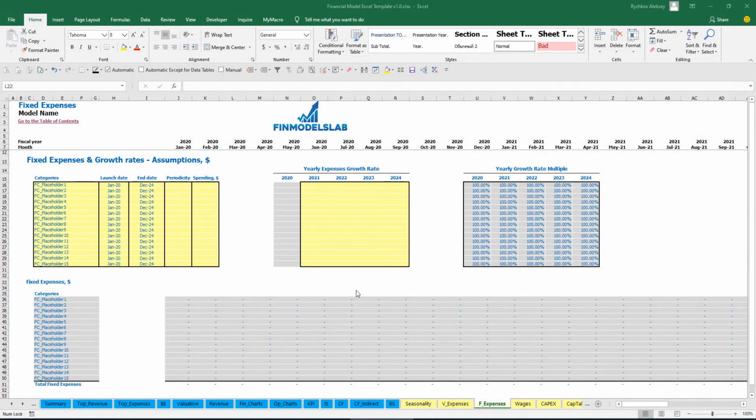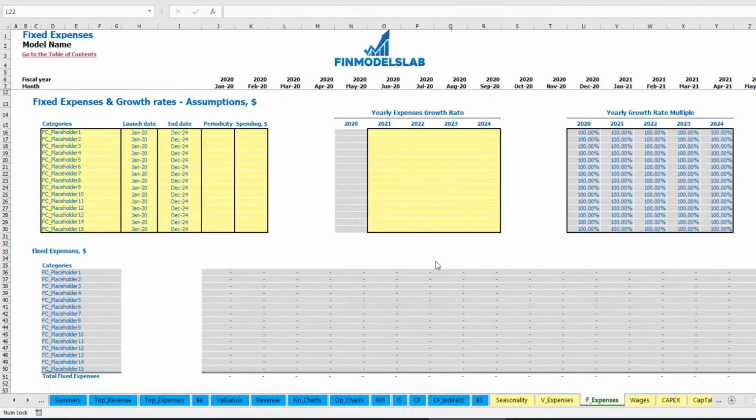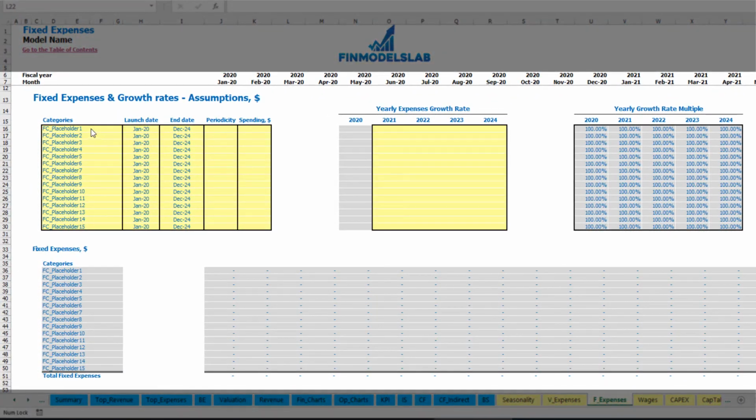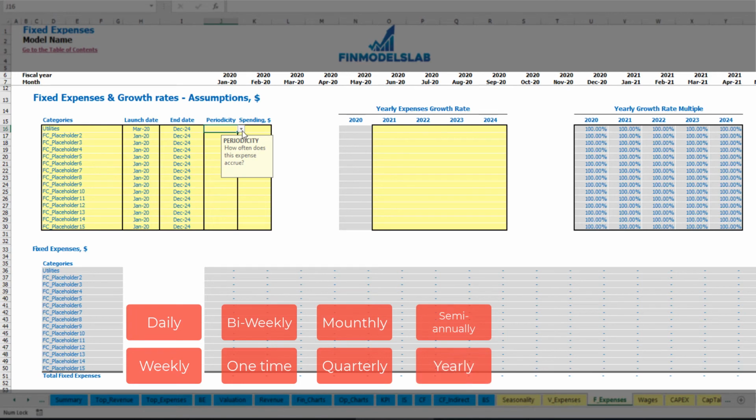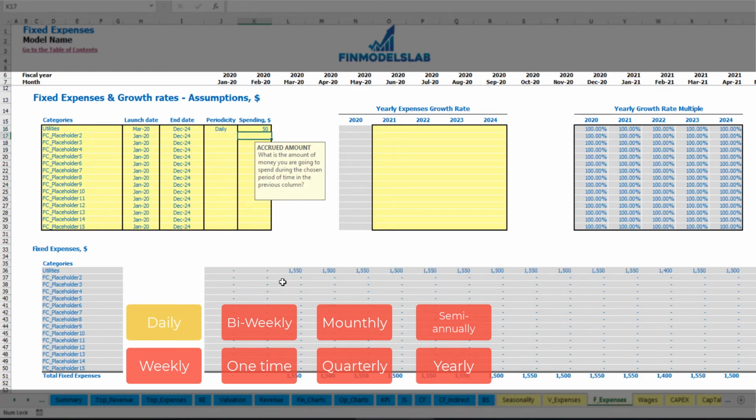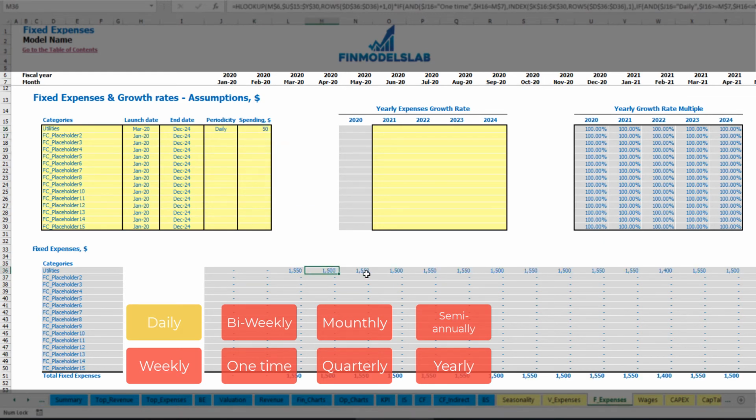On the fixed expenses tab, you may input up to 15 line items for your fixed expenses. Let me show you how it works. For example, you have utilities. You will start paying from March 20 till the end of the model, which is December 24. You may see it here. Let's pretend periodicity will be daily with an amount of $50 per day. So you may see these amounts in here.